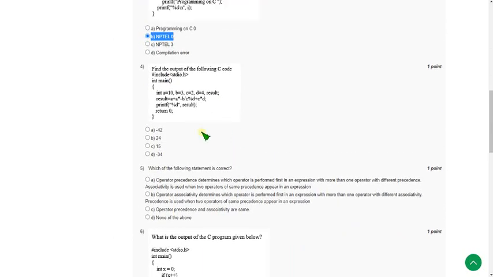And moving on to the fourth one, again the same, they are asking for the output of the code. When I ran this, I got the answer as option C, 15.